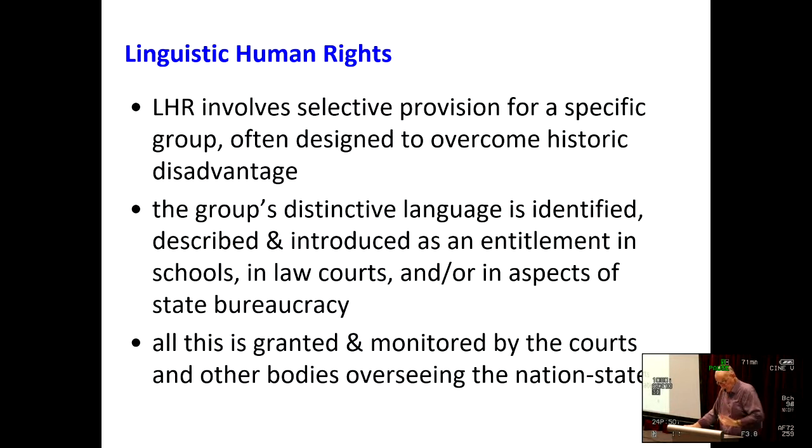Now, this thinking underpins the recognition of 11 official languages in South Africa, but there are also a number of problems.